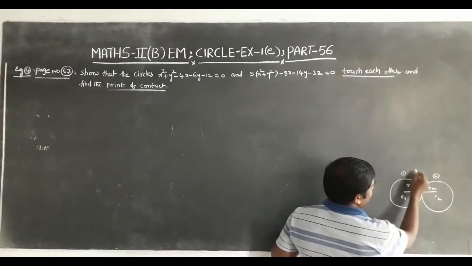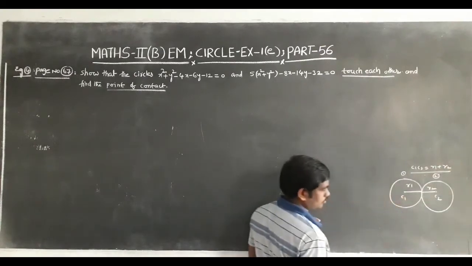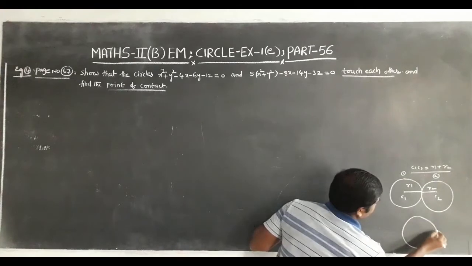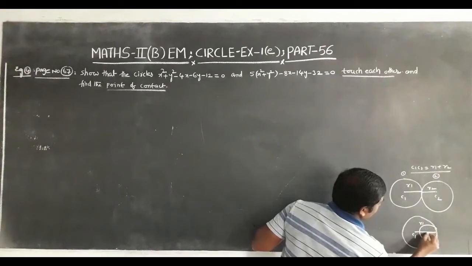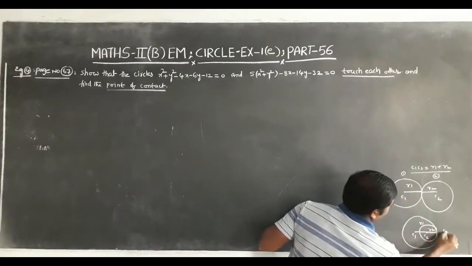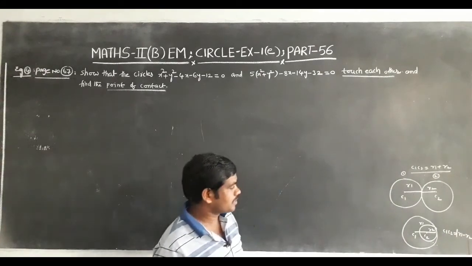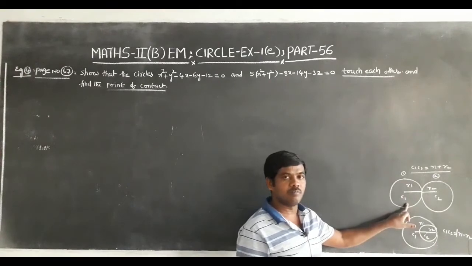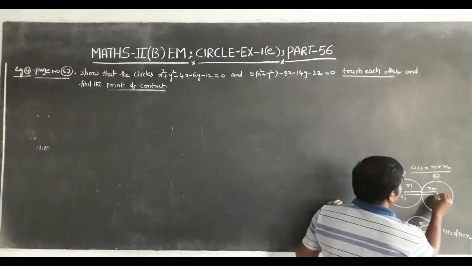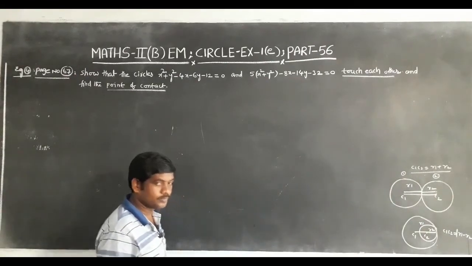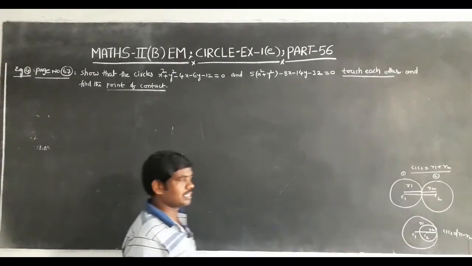If two circles touch each other externally, C1C2 is equal to R1 plus R2. If two circles touch each other internally, C1C2 is equal to R1 minus R2. First of all, here we find C1, R1, C2, R2 and C1C2. Find the centers and radius of the given circles.